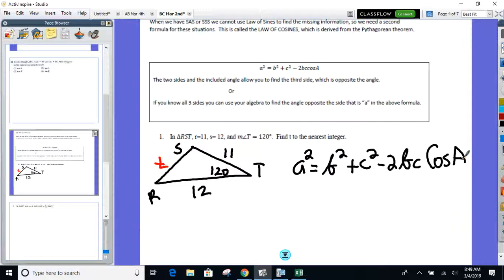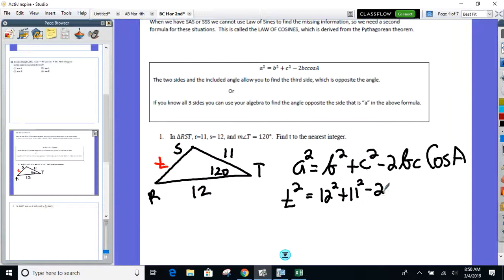So for us, what's the angle in the problem I gave you? Angle T, 120. What's the side across? So it's going to be t squared. I'm going to start that off with. I always start it off with the side across from the angle in the problem. b and c, those are the other two sides. So for us, what are the other two sides? 12 squared plus 11 squared.